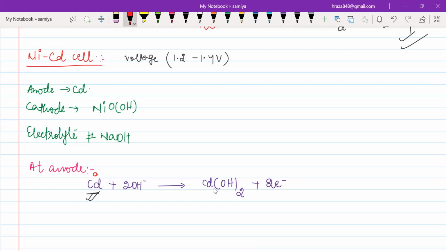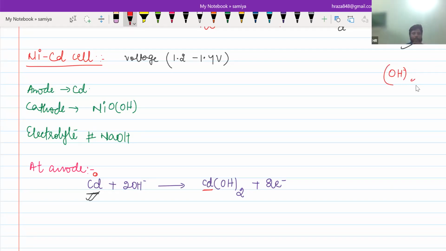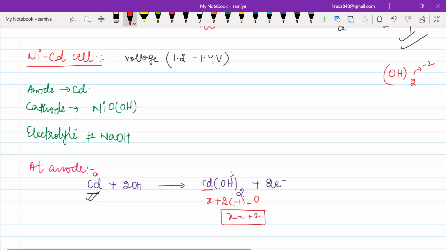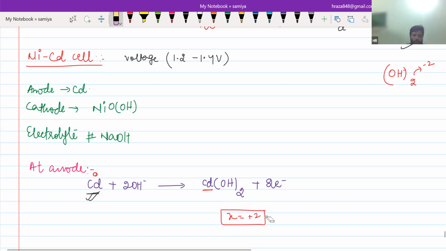And when you are talking about this Cd(OH)2, how can it be? You know that one hydroxide ion has -1 charge, so 2 hydroxide ions will have -2 charge. We need to calculate the oxidation state of X. Plus, OH is 2 here and each has -1 charge, so the total is -2. What will be the oxidation state of cadmium? It will be +2. Very good. So you can see it goes from 0 to +2.